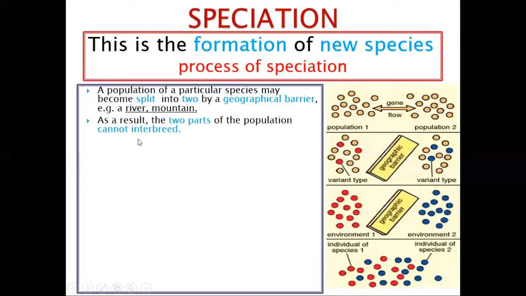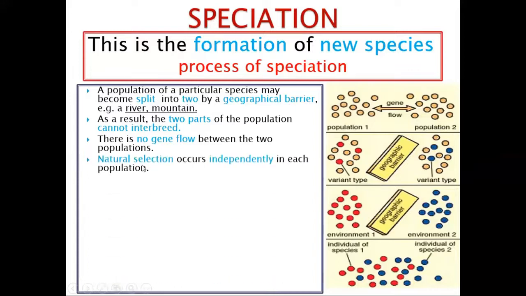So now we are saying that as a result, the two parts of the population cannot interbreed. A geographical barrier has been introduced here, and now these two cannot interbreed. There is no gene flow. This one cannot have sex with this one. Why? Because of the geographical barrier. Therefore, there is no gene flow between the two. It means that these ones cannot cross to this side and these ones cannot cross to this side.